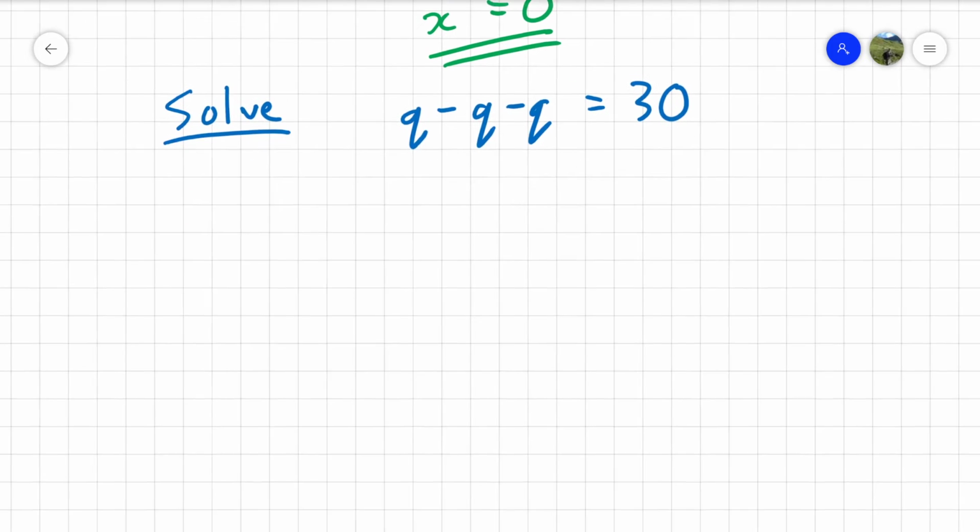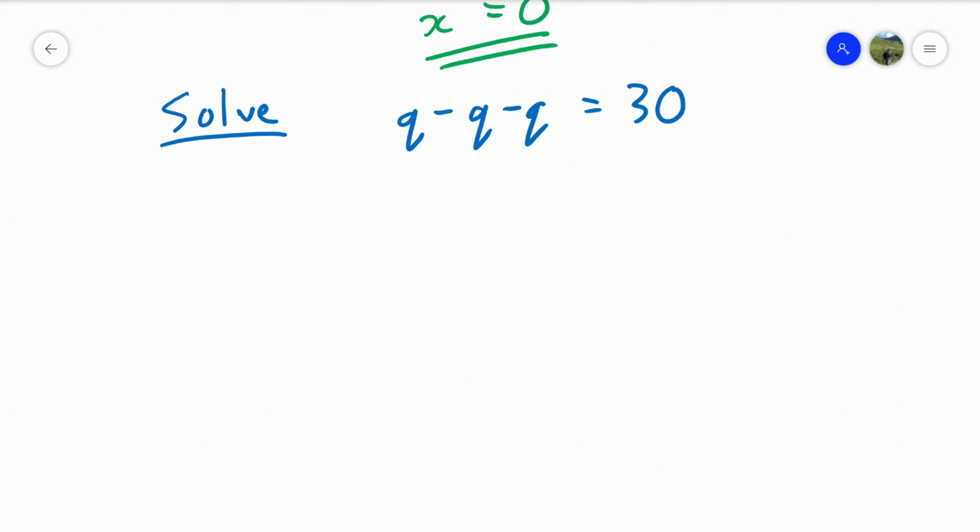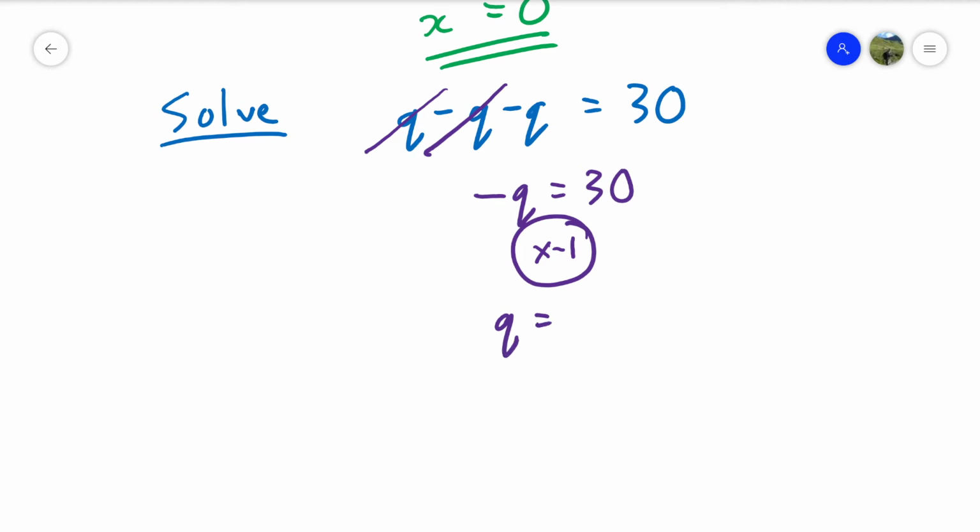Have a go at this in your own time. I predict quite a few people did this wrong. Q minus Q cancels. So you've now got minus Q equals 30. Now, there's like a gazillion and one ways of doing this. I think I would just times both sides by minus 1. That works. And then you've got Q equals minus 30.